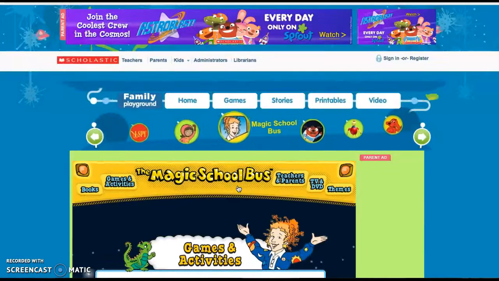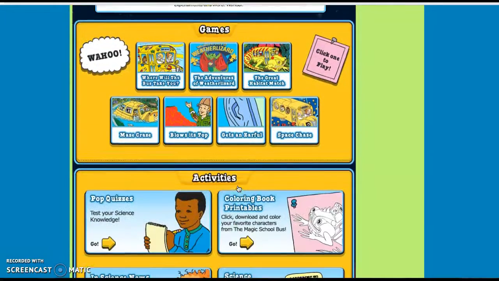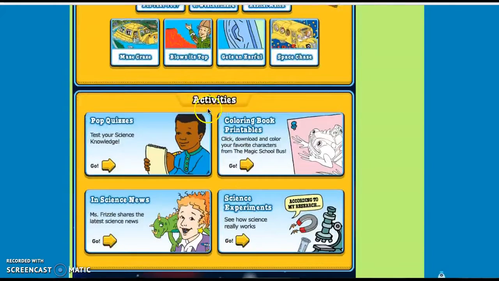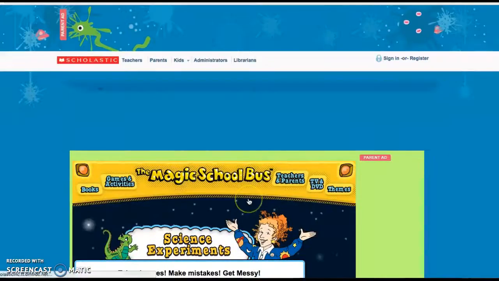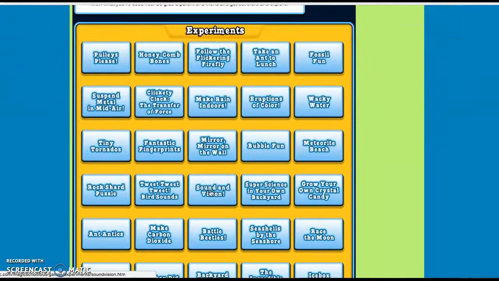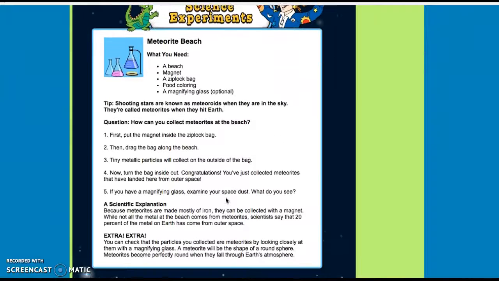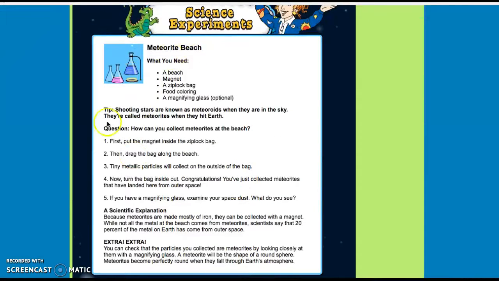And we're headed to games and activities. Now, there were a couple things that I really liked about this application that I was able to find. Because if you go down to the activities, it has different science experiments. And there are plenty on here. While some of them aren't necessarily included in the space theme, there are things that I think would be very interesting in an elementary classroom environment. But one of the ones that I would look at for us would be Meteorite Beach. And it gives you everything you would need to be able to do the science experiment in the classroom.